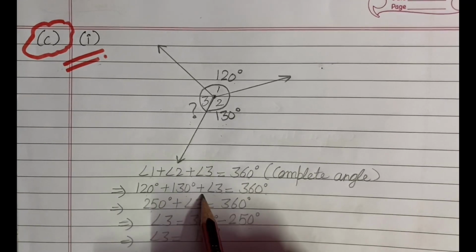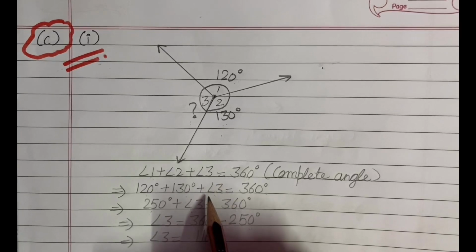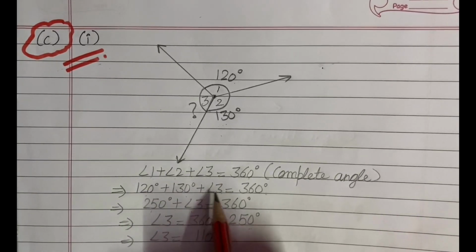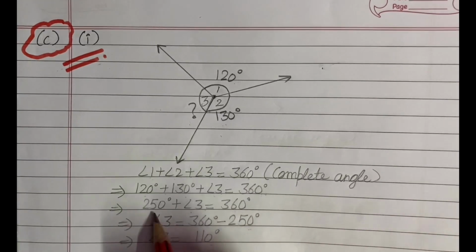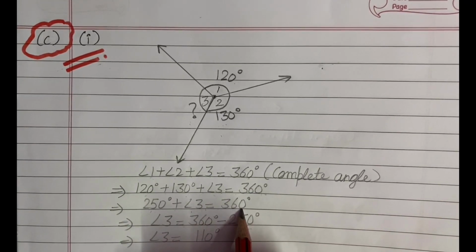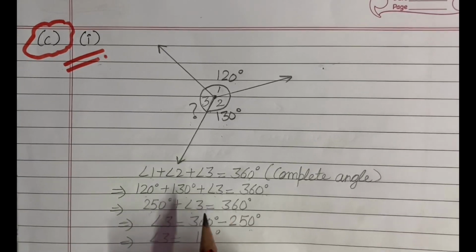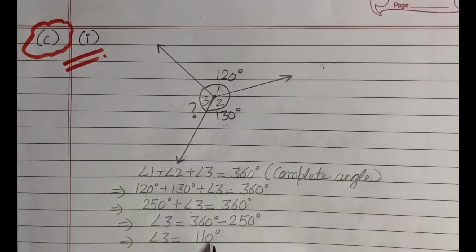Now in the next step put the value of the angles, and on putting the values you will get 120 degree plus 130 degree plus angle 3 is equals to 360 degree, and on solving this you will get 250 degree plus angle 3 is equals to 360 degree. Now this 250 degree is positive here. On shifting it will be subtracted, and on subtracting you will get angle 3 as 110 degree. Hopefully it is clear to you.